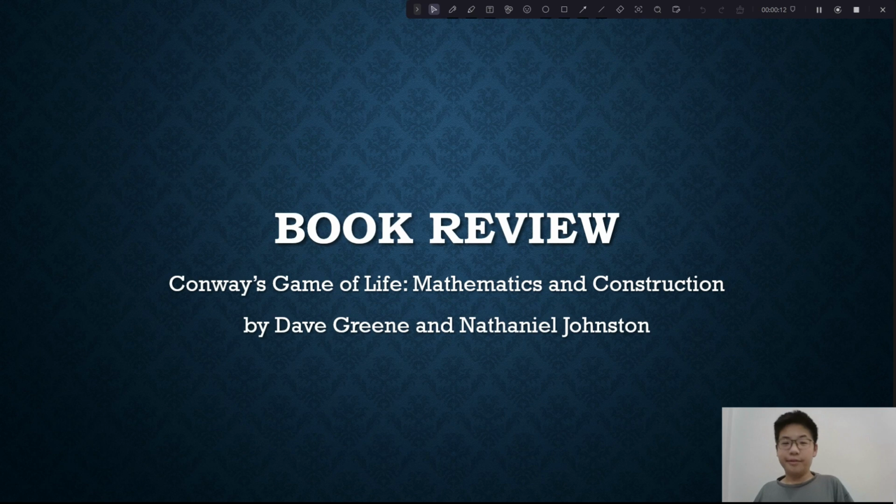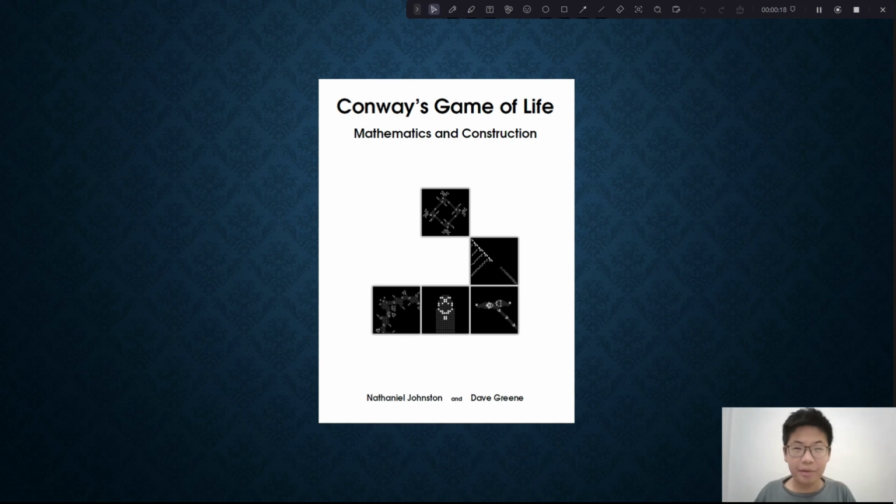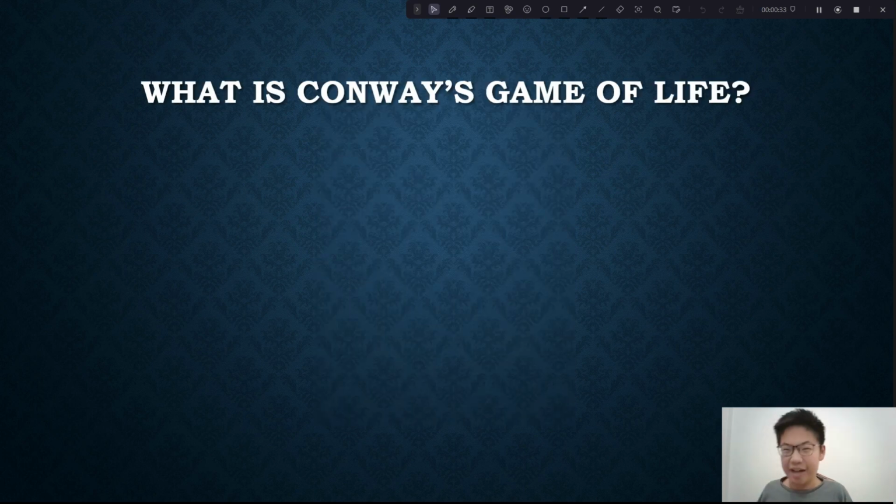Today we are going to review Conway's Game of Life: Mathematics and Construction by Dave Green and Nathaniel Johnston. This is a very interesting book talking about something called Conway's Game of Life. It's basically a zero-player game, meaning that you just put in all the initial conditions and let the computer figure out the rest. Before we get into the actual book, we have to figure out what Conway's Game of Life actually is. What's the point of reading something if you don't know what it is?